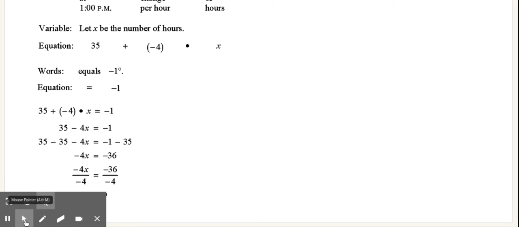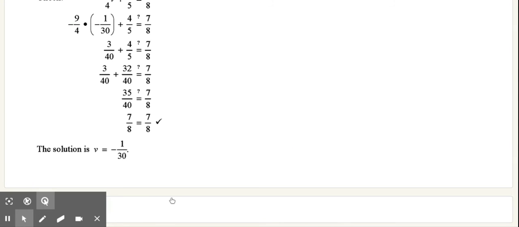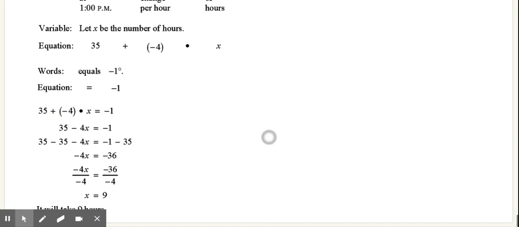All right, let's see if I can move this. No, I can't move this. Whoops. Well, you can see it when I click on it like that.